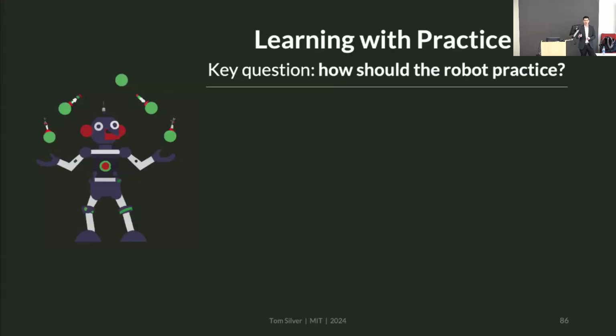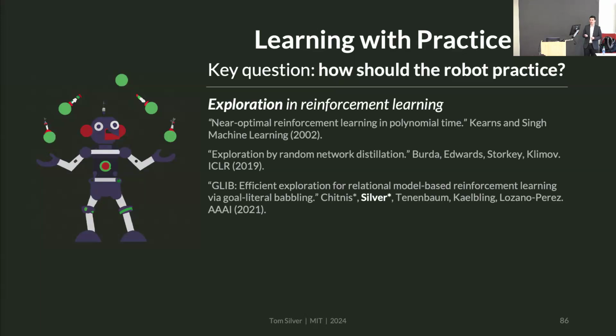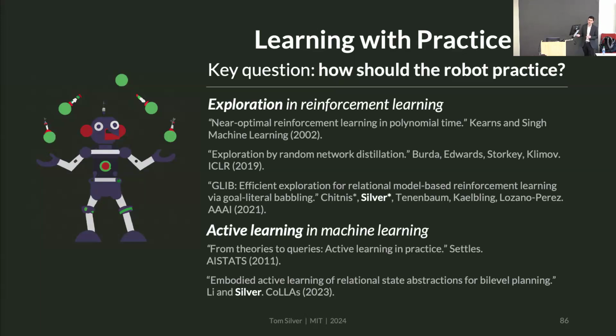If you think about something like juggling or playing piano, these are things that we don't learn by just watching videos of those things. We need to actually practice. And technically, the key question is often how should the robot decide what to practice in the space of things that it might decide to practice. In reinforcement learning, this is essentially a question of exploration. It's also very related to active learning in machine learning.